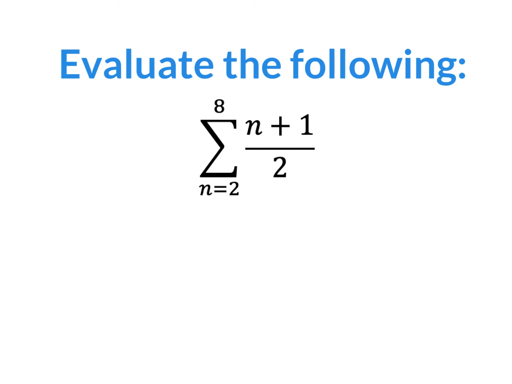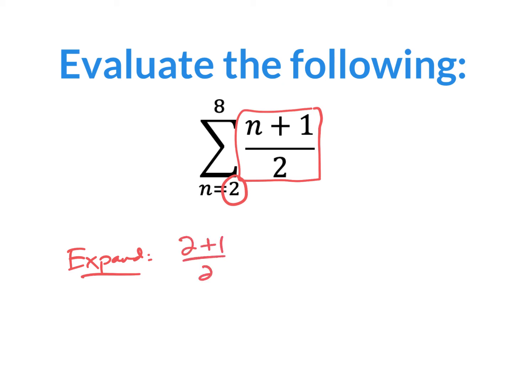So let's take a look at one more before I have you guys try one on your own. So again, here's our formula, n plus 1 all over 2. And so the first number I want to sub in is 2. So what that's going to look like for the expanding part would be 2 plus 1 over 2 plus, then I move to the next integer, which would be 3. And if I sub that in for n, that'd be 3 plus 1 over 2.